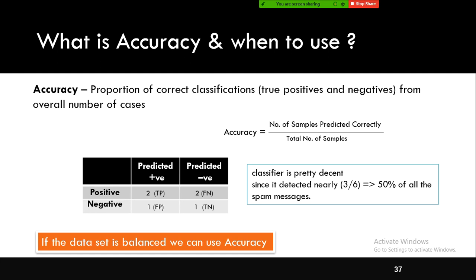This is imbalanced. If 50% of the emails are spam and 50% are non-spam, then it is balanced. It does not necessarily have to be exactly 50-50. Let's say your non-spam emails are 60% and your spam emails are 40% or 35%, then also it is a sort of balanced data set, with balanced target classes. So in that case, you can go for accuracy.